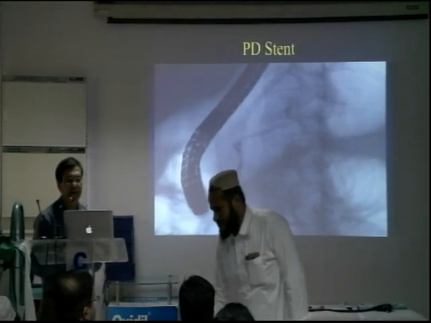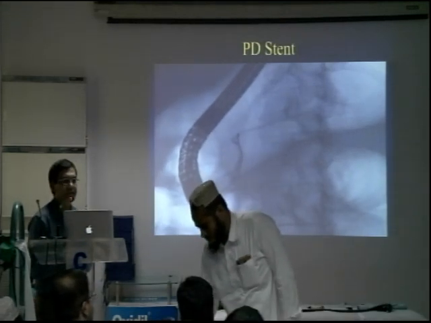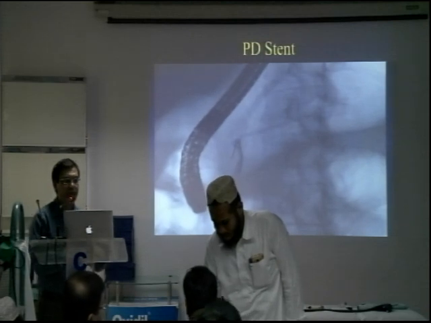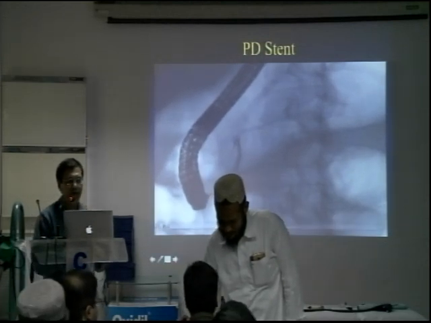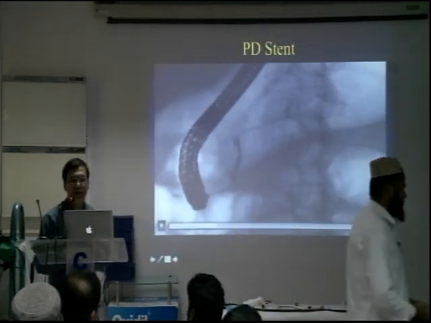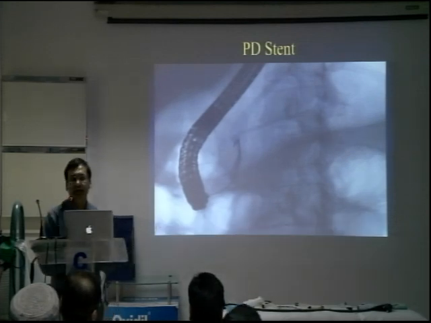So this is another example of that. Now, you know where that wire is going? It went downwards. Where did it go? Any idea?